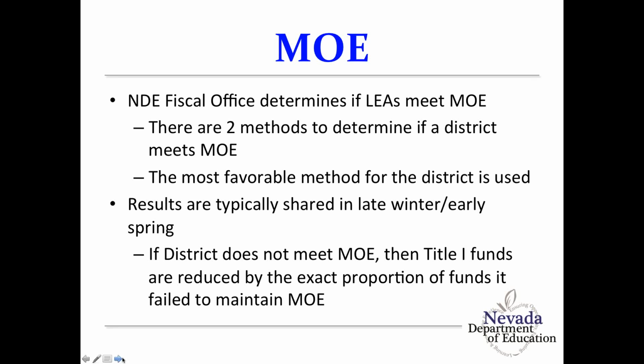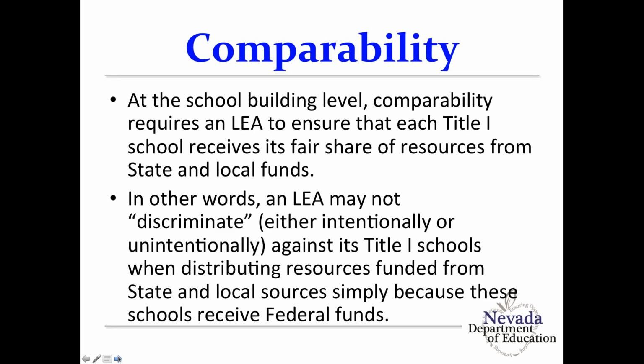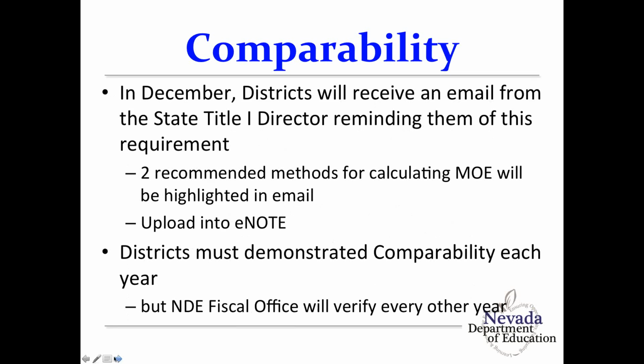All right, now I'll move on to the next fiscal requirement. It's comparability. At the school building level, comparability requires an LEA to ensure that each Title I school receives its fair share of resources from state and local funds. In other words, the LEA may not discriminate, either intentionally or unintentionally, against its Title I schools when distributing resources funded from state and local sources simply because the school receives federal funds. Equitable distribution.